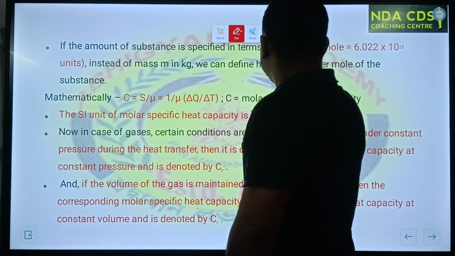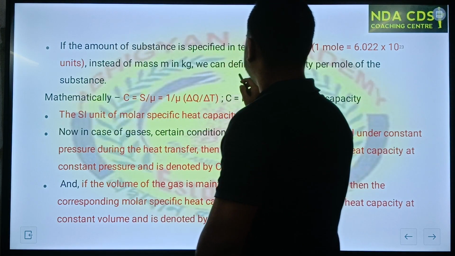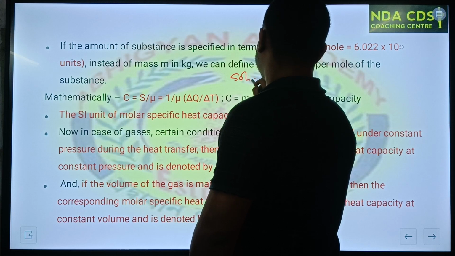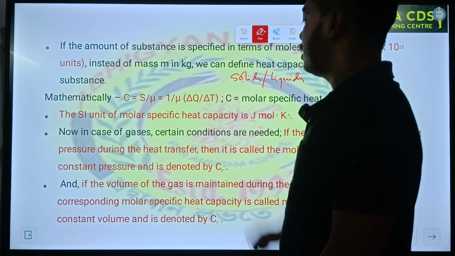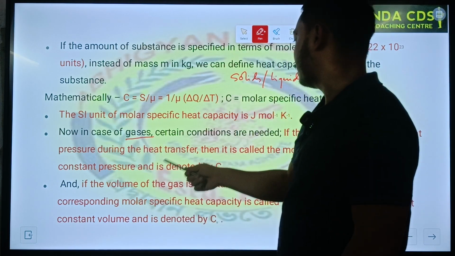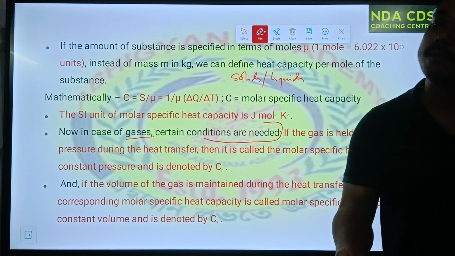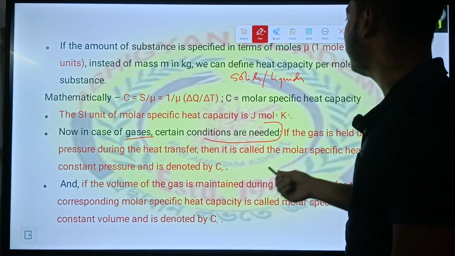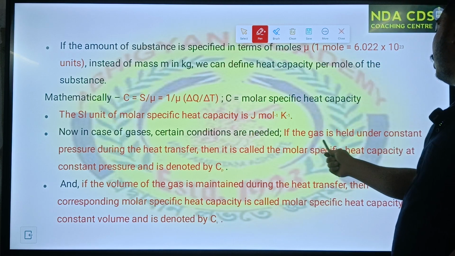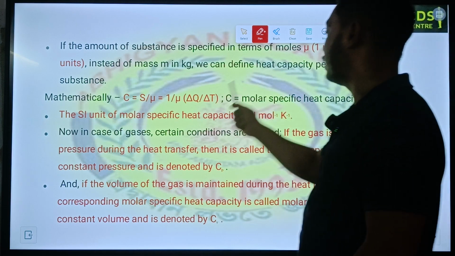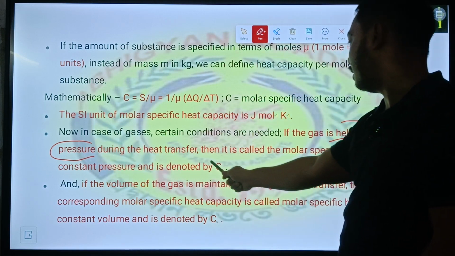Now, so far we have discussed specific heat capacity in terms of solids or liquids. What happens when we talk in terms of gas? In the case of gases, certain conditions are needed. It's not like you provide heat, it takes some heat, gives off some heat, and then you get the specific heat capacity. It's not that case actually. In gases, the first thing is that you have to hold it under constant pressure during the heat transfer.